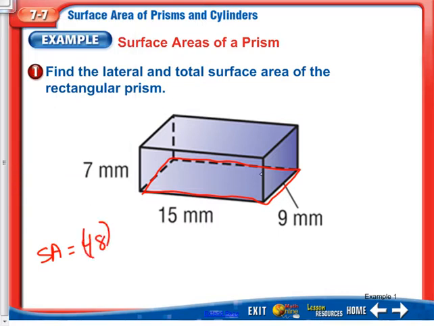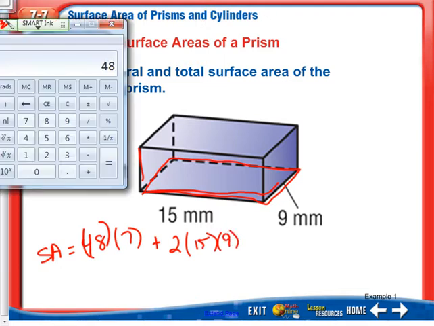And now our height is going to be this right here, which is 7. And then we need to do 2 times the area of the base. Well, the base is going to be a 15 by 9. So now we have everything plugged in, so we can go ahead and multiply. So I have 48 times 7, and that gives me 336.